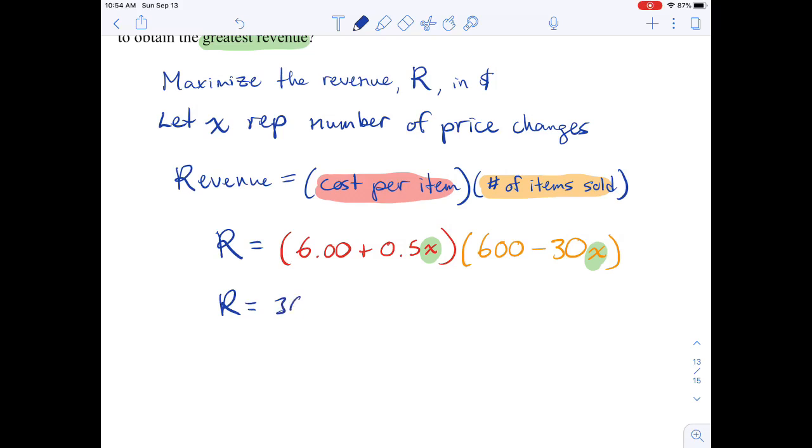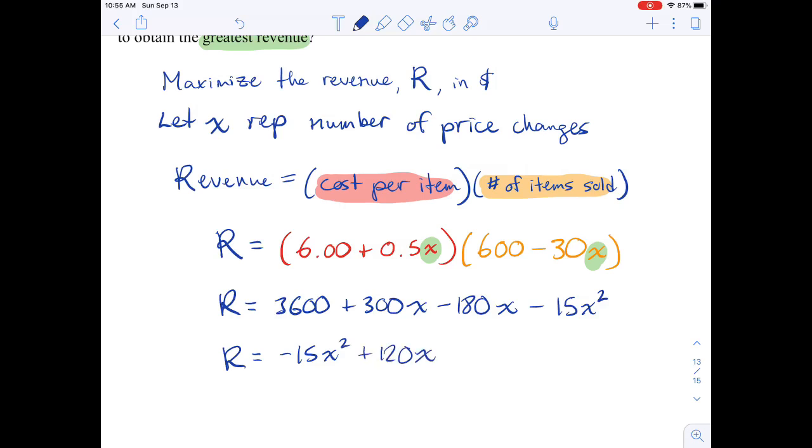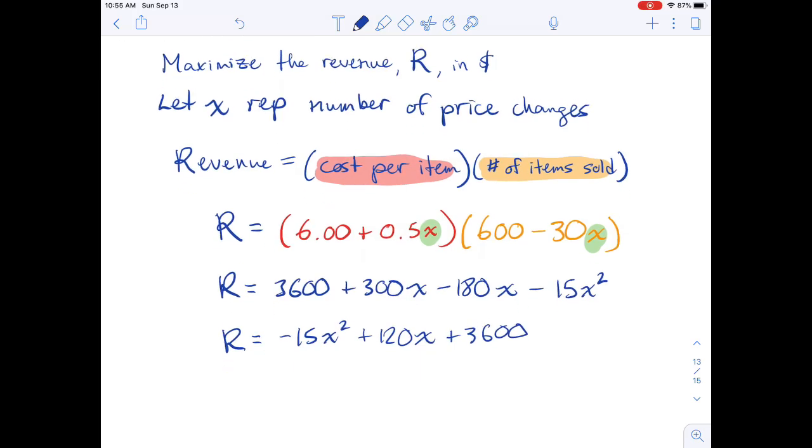So R is equal to, now this would be 3600 plus 300x minus 180x minus 15x squared. Then we combine some terms and rearrange, and we have standard form. So negative 15x squared plus 120x plus 3600.